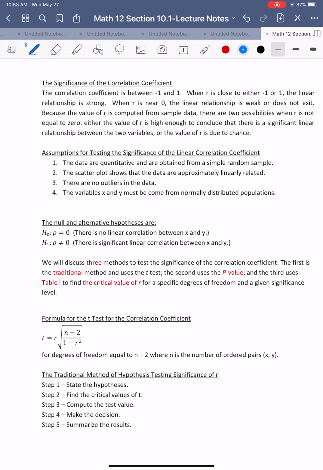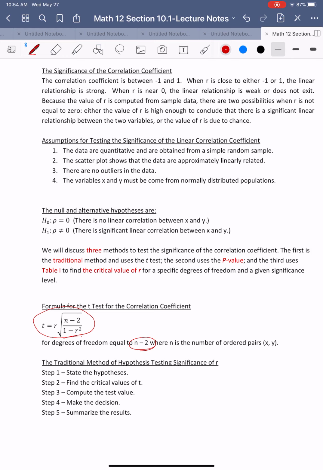So we will discuss methods to test the significance of the correlation coefficient. The first is the traditional method that uses a t-test, and the second uses the p-value. The third uses the table to find the critical value of r for the specific degrees of freedom and a given significance level. The formula for the t-test for the correlation coefficient is this formula. Okay, so this is the formula we are using here. The degrees of freedom this time is n minus 2, where n is the number of ordered pairs of x and y.